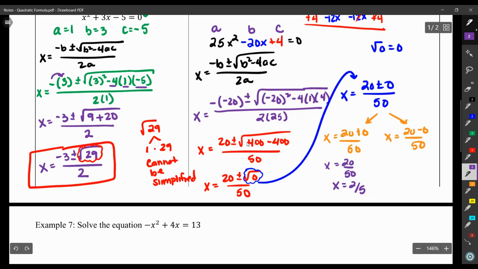Over here on the right, 20 minus 0 is again 20, and I end up with the exact same thing I had a minute ago. So in this case, there's really only one solution, 2/5. So when you have no radical left over, be sure to split it apart and see if you can maybe do anything to make it a little simpler.